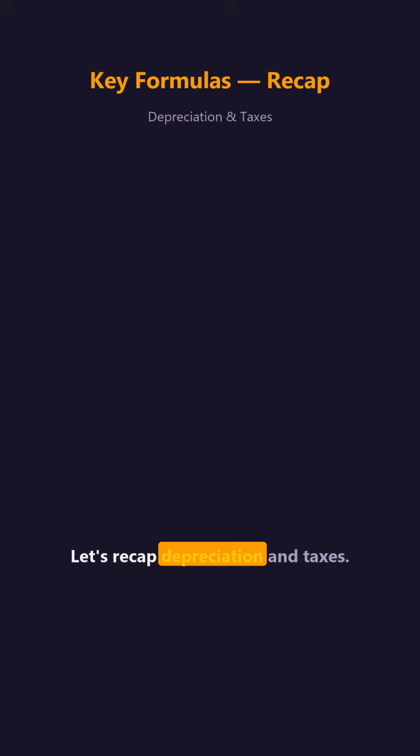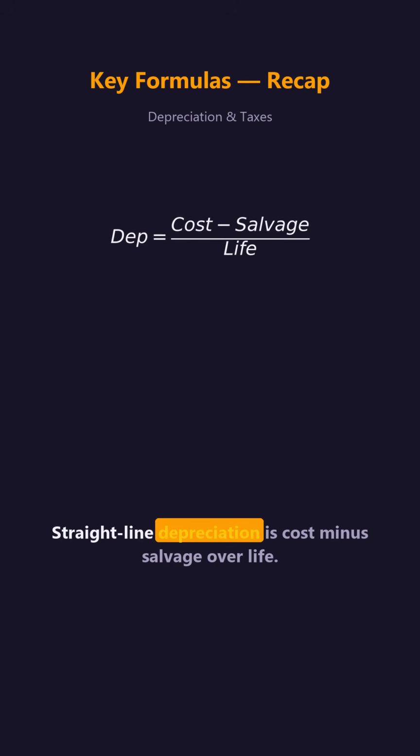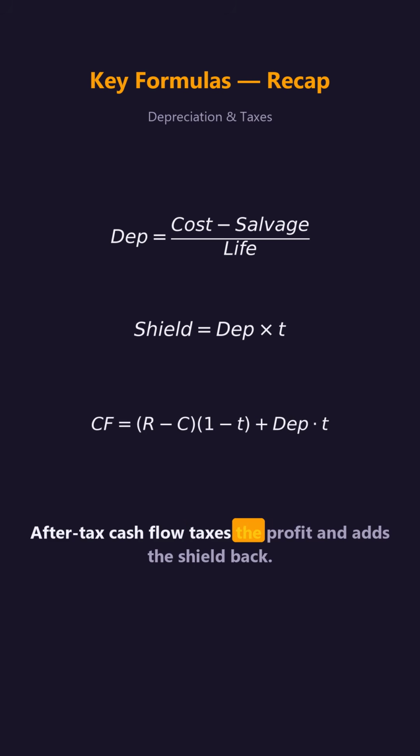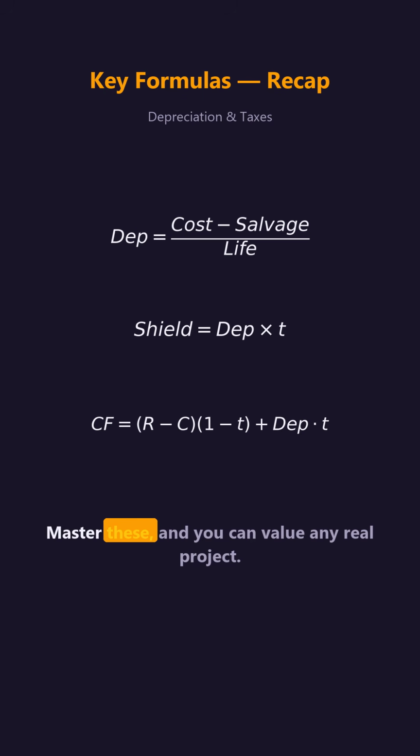Let's recap depreciation and taxes. Straight-line depreciation is cost minus salvage over life. The tax shield is depreciation times the tax rate. After-tax cash flow taxes the profit and adds the shield back. And selling an asset above book value triggers a tax on the gain. Master these, and you can value any real project.